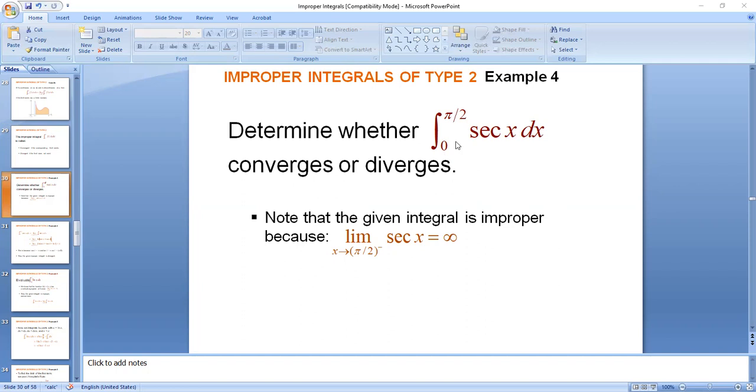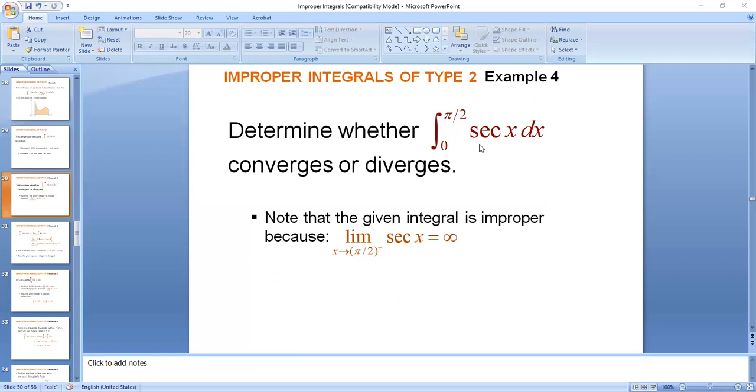So you have the integral from 0 to pi over 2 of secant x dx. Now, you are required to determine whether this converges or diverges. If you look at it, class, never will it cross your mind that this is improper. Actually, what you're going to do when you see this, you will simply use your calculator and just encode secant x dx and the corresponding limits and give me the answer. But actually, this is an improper integral.